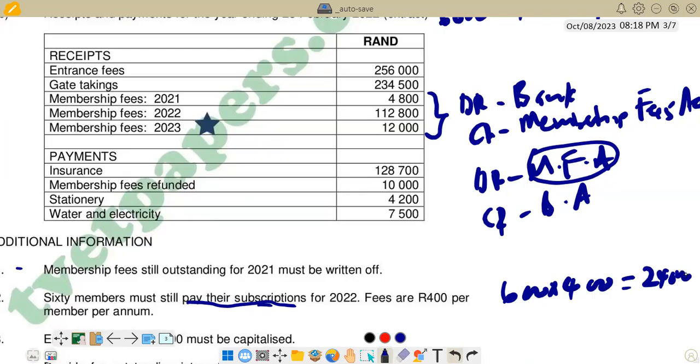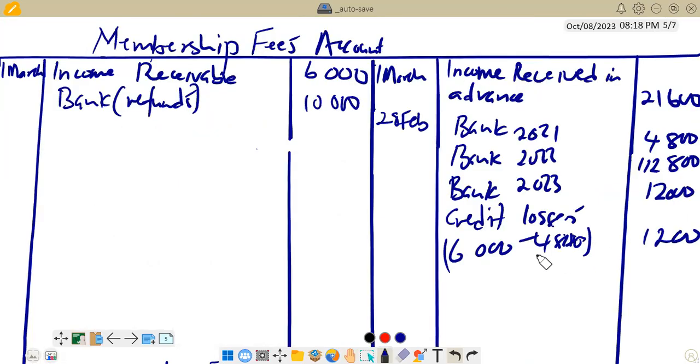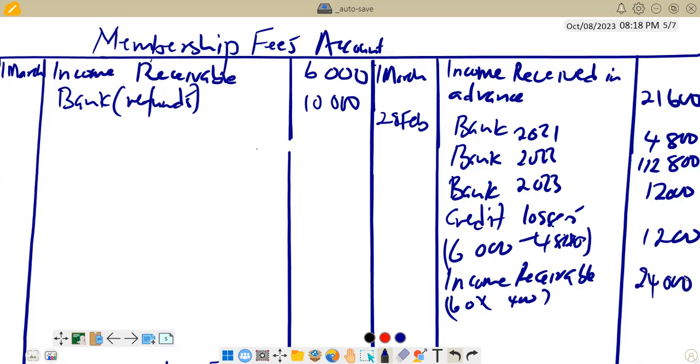So we are going to put 24,000 on the credit side as an accrual at the end of the year. We come on the credit side here, and we are going to say income receivable. And then the amount that we got there is 60 times 400. By multiplying that, we got 24,000. So here we are going to say 24,000. So that's what we have in terms of that one.